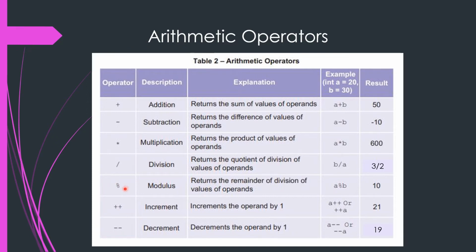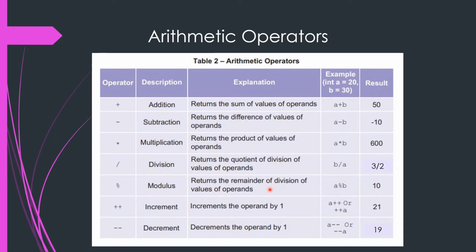First is modulus. This sign is generally used in daily life for indicating percentage, but here in Java programming we use this sign for the modulus operator, to get the remainder of the division of the values of operands. What are operands? The values on which we are performing the operation. Here a is equal to 20 and b is equal to 30. These are the operands.